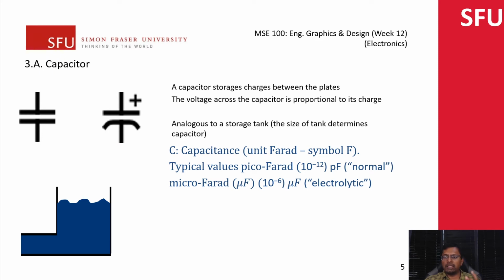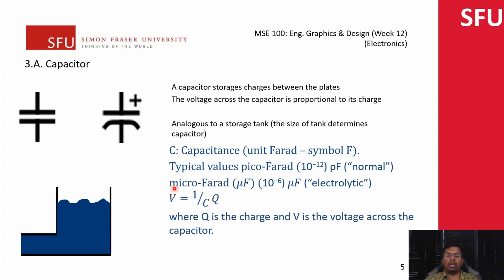Nonetheless, all capacitors behave in the same way. The voltage across the capacitor is given by 1 over C, where C is the capacitance, times Q. Here, Q is the charge stored in the capacitor, and V is the voltage across the capacitor between top and bottom. For the electrolytic capacitor, you need to have the top positive and the bottom negative. Since Q is the integral of the current, you can write the current I equal to C dV by dt.